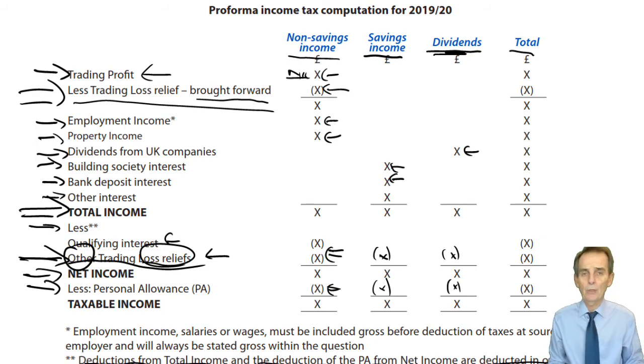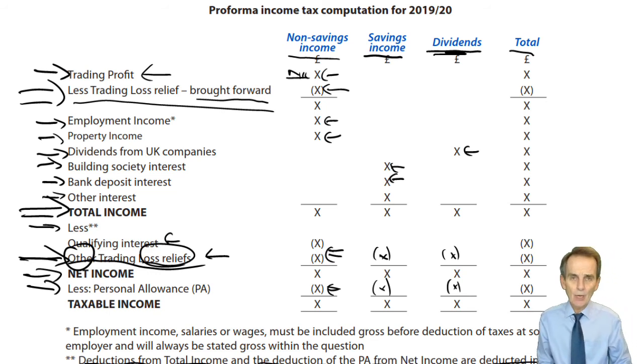What I want you to do between now and next time is to make sure that you've learnt the structure of that computation. You know the categories of income, non-savings, savings, and dividend income. You know the structure of the computation. We tend first to list out our earned income, be that employment income and or trading income. We then list out our sources of investment income, property income, interest income and dividend income. It doesn't matter, by the way, what order you list them out in.